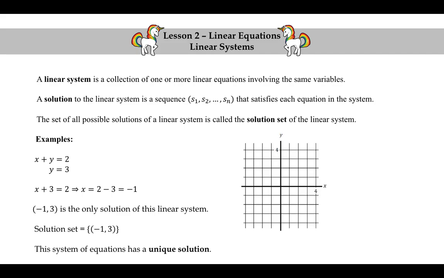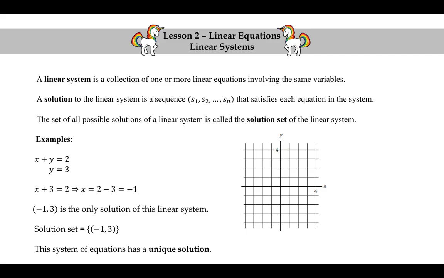Let's look at this graphically. Let's sketch the graph of these two equations, starting with the first equation. A nice, easy way to sketch the graph of a linear equation is to plot the two intercepts.